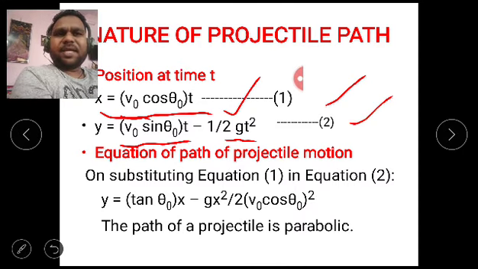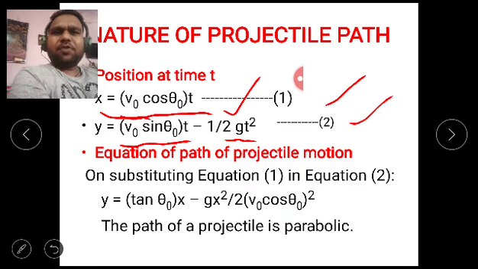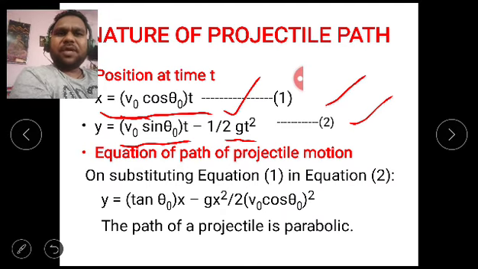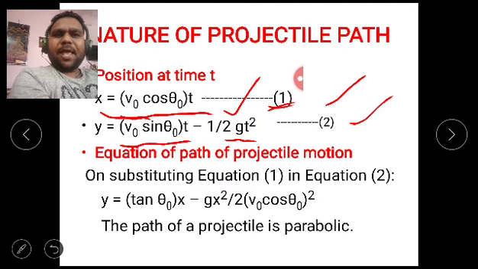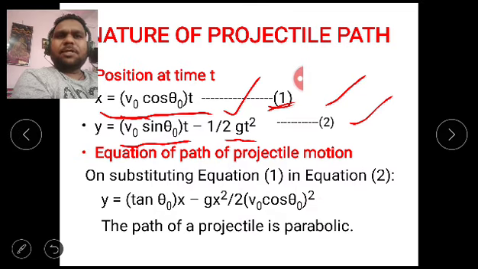These two equations we are getting: x is equal to v0 cos theta 0 t and y is equal to v0 sin theta 0 t minus half gt square. So what we will do is put the value of t from equation 1 into equation 2. t will be equal to x by v0 cos theta 0, and we put it in equation 2 in place of t. When we substitute the value of t from equation 1 into equation 2, we get y is equal to x tan theta 0 minus g x square by 2 in bracket v0 cos theta 0 whole square.